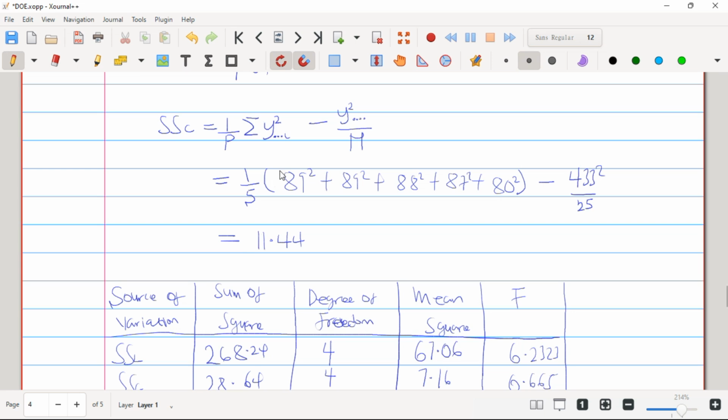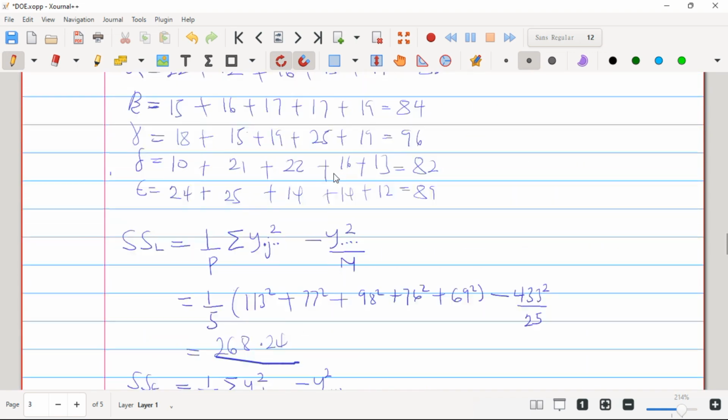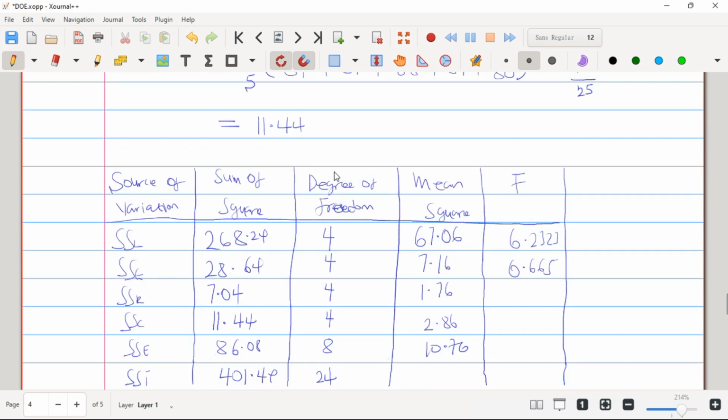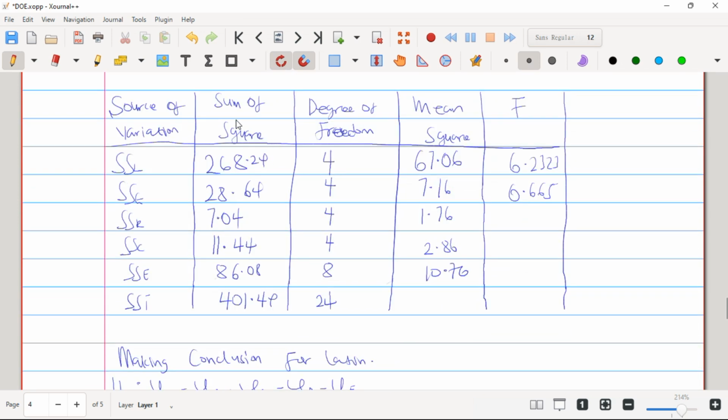So whatever we have calculated down here, we just want to illustrate it on a table so that everything will be nice for us. At the end of the day, we have the source of variation and the sum of squares: sum of squares Latin, sum of squares Greek, sum of squares row, sum of squares column, SSE, and SST. So those are the individual respective values that we get for the sum of squares, for the Latin, for the row, for the Greek, and the column.